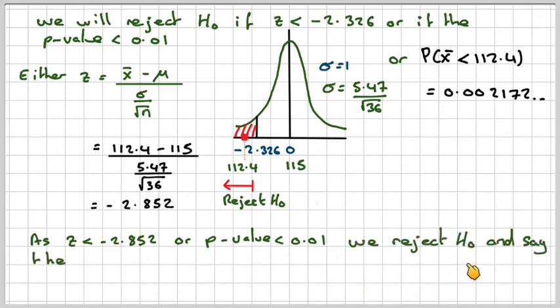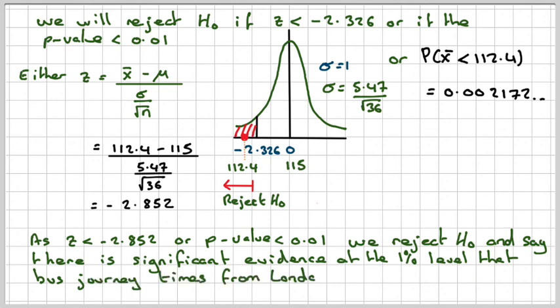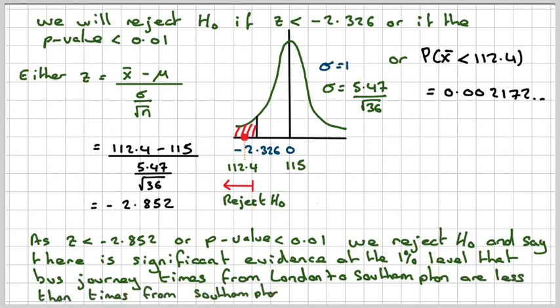Okay, we're going to reject H0 and say that there is significant evidence at the 1% level that the bus journey times from London to Southampton are less than the times from Southampton to London. Make sure you use the words significant evidence rather than the words concludes or proves. You should not use those words.